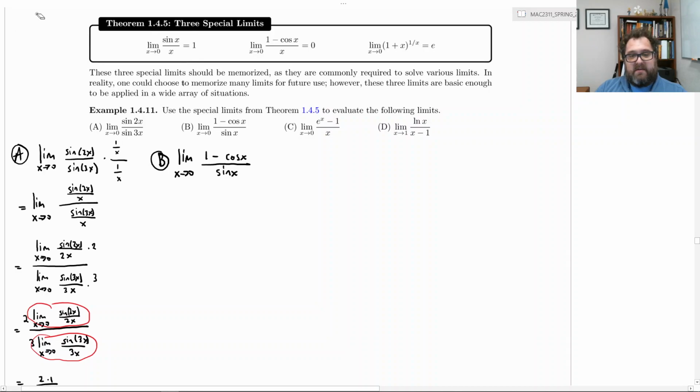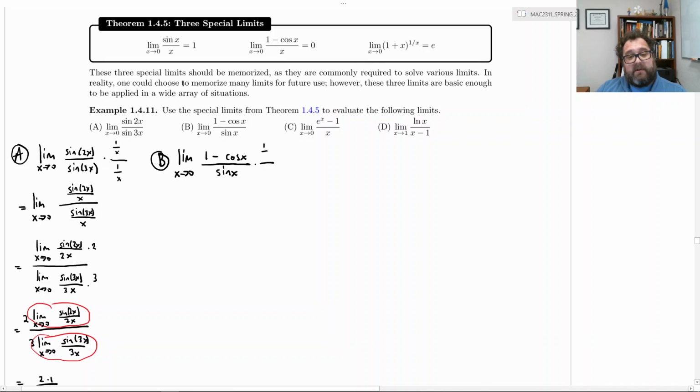Because I have a 1 minus cosine x, which if I can get a 1 minus cosine x over x, well then I'm in business. And think about this. If I have a sine x, what if I get a sine x over x? And again, we have the limit as x approaches 0, so we are in the business of using these 2 special limits. Now, how can I do that? Well, again, what if we think about dividing the top and the bottom by x?